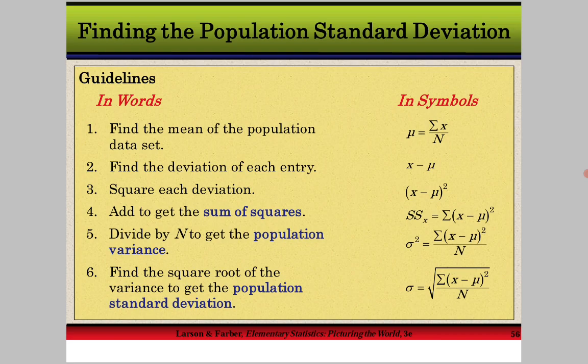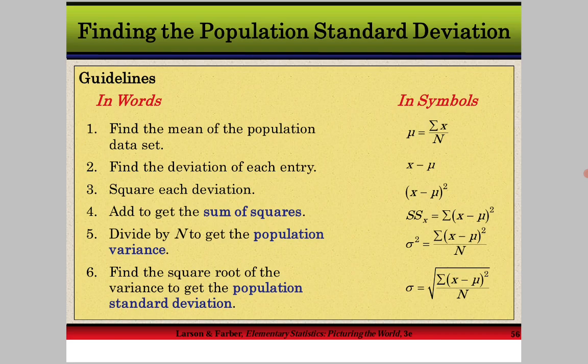What is SSX? It means sum of squares. SSX is equal to sigma (x minus mu) whole square. Next one is divide SSX by capital N to get the population variance. What is variance? Variance is sigma square. Sigma square is equal to sigma (x minus mu) whole square by capital N.